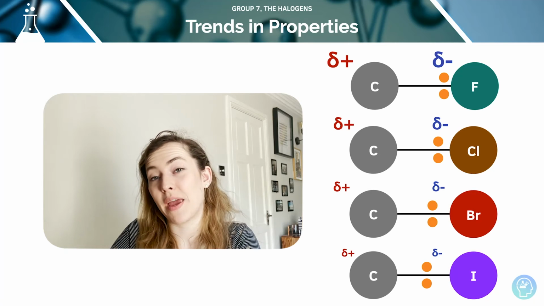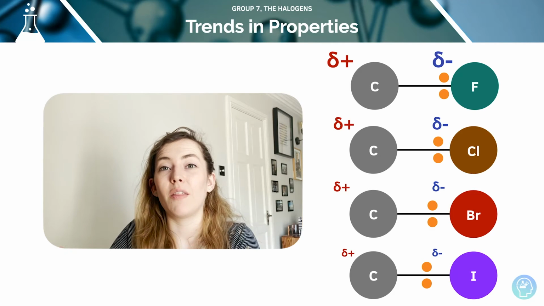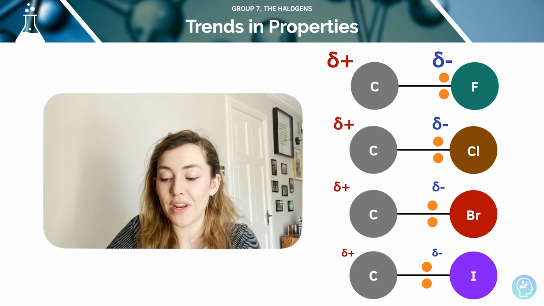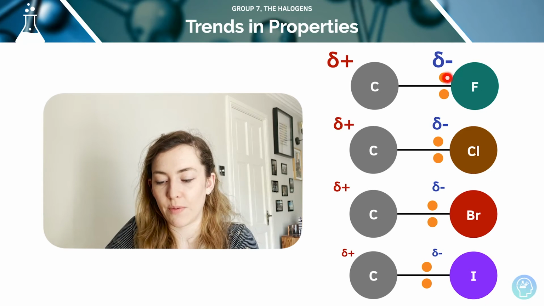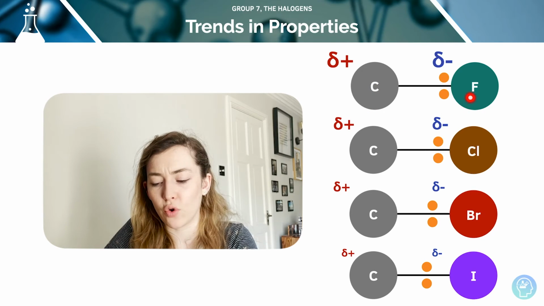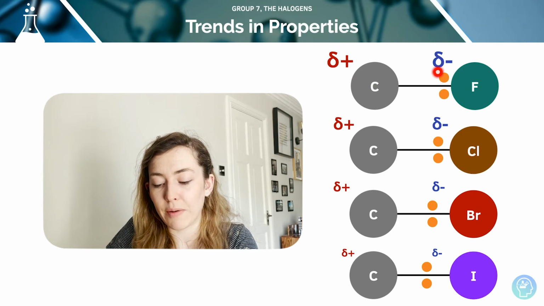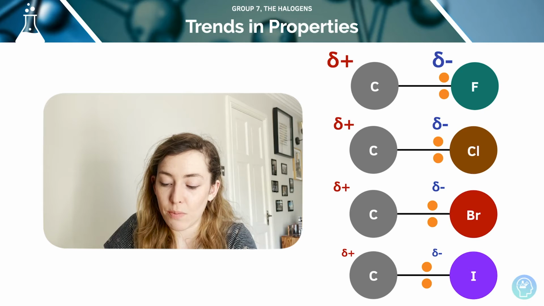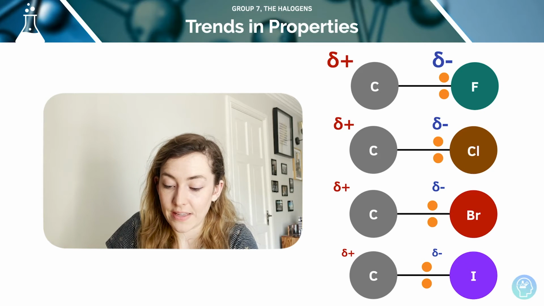This is a diagram depicting the decrease in the polarity of the carbon-halogen bond as we move down the group. So fluorine is exceptionally electronegative. So you can see the pair of electrons in the carbon-fluorine bond is held very closely to the fluorine. I've written both of these dipoles, delta positive and delta negative, very big to show that it's a powerful dipole.